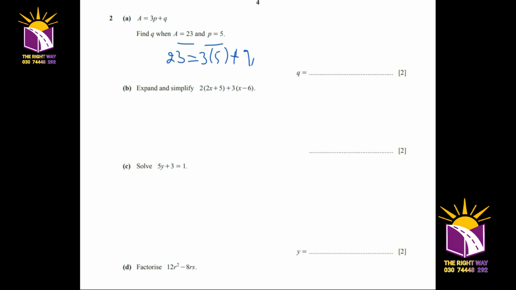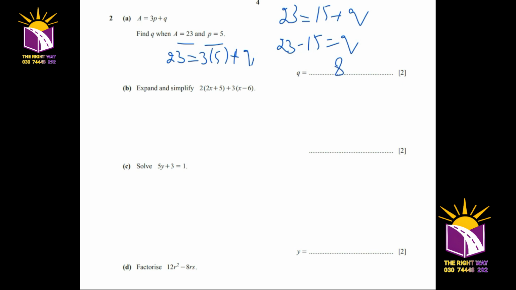23 equal to 15 plus q. 23 minus 15 is equal to q. 23 minus 15 will be equal to 8. So q will be 8.